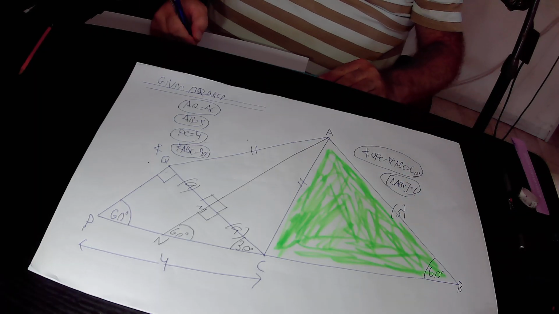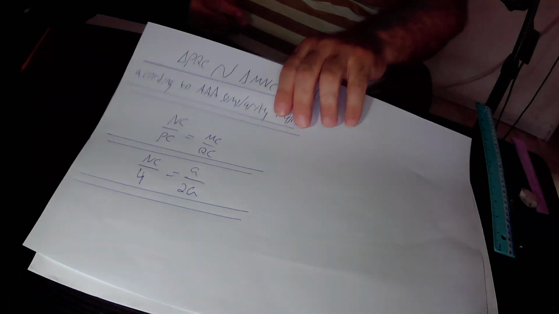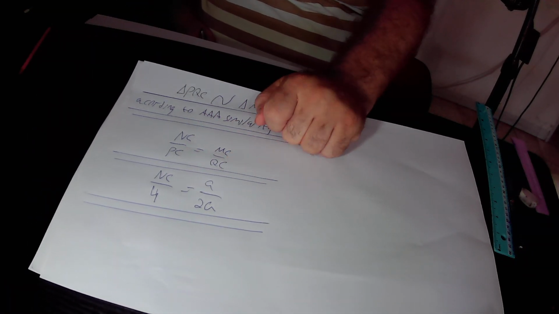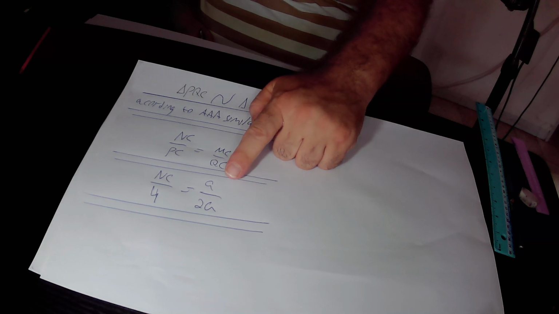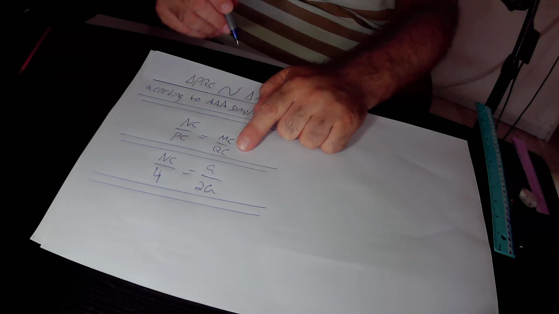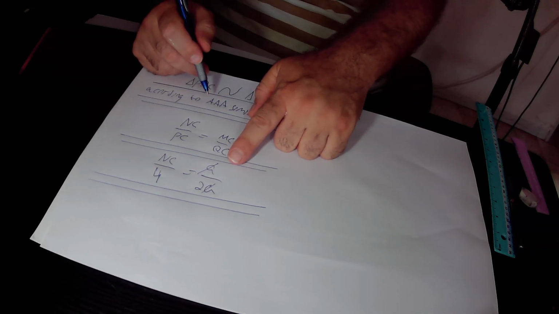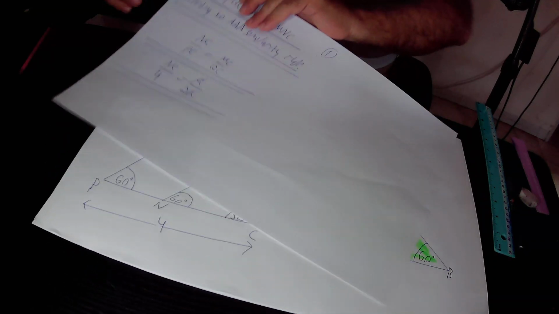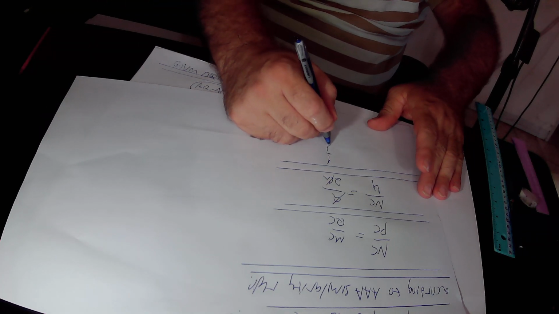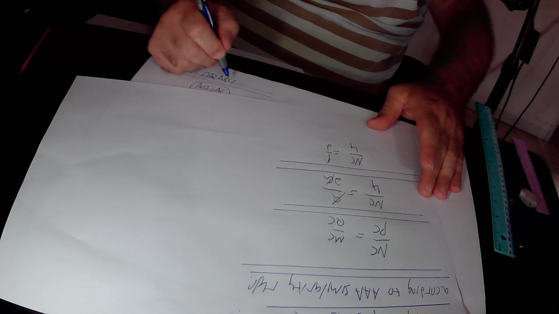So in total we found out that NC over 4 equals A over 2A. Here we have A in the numerator and A in the denominator, so A gets cancelled. So on this side of the equation we are left only with 1/2. So 1/2 equals NC over 4.